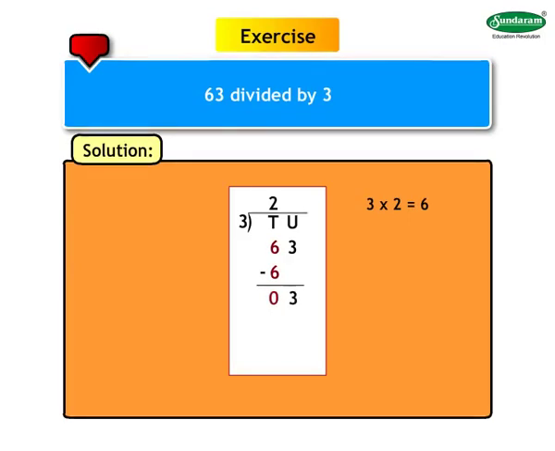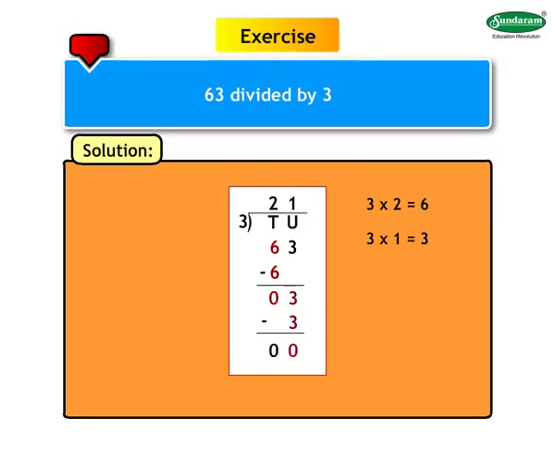Now, bring 3 units down and write it in front of the remainder 0. We know that 3 ones are 3. So, the quotient is 1, which we will write next to 2 in the quotient, that is, in the units place of the quotient, and 3 below 3. As 3 minus 3 is equal to 0, we get the remainder of this sum as 0.